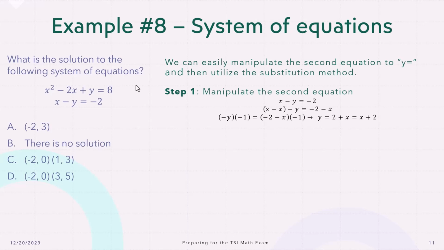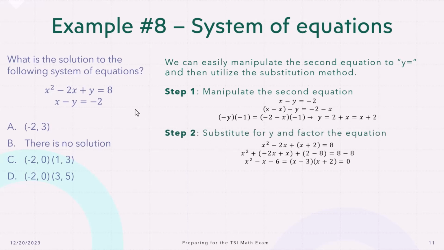X minus y equals minus 2. We subtract x from both sides, and we end up with negative y equals negative 2 minus x. Well, we don't want negative y equal to something, we want positive y. So a simple way to resolve this is to multiply both sides by negative 1. We multiply negative y times negative 1, we get positive y. We multiply negative 2 minus x on the right-hand side by negative 1, and it simply flips the signs to positives. So we get y equals 2 plus x, which is the same as x plus 2.